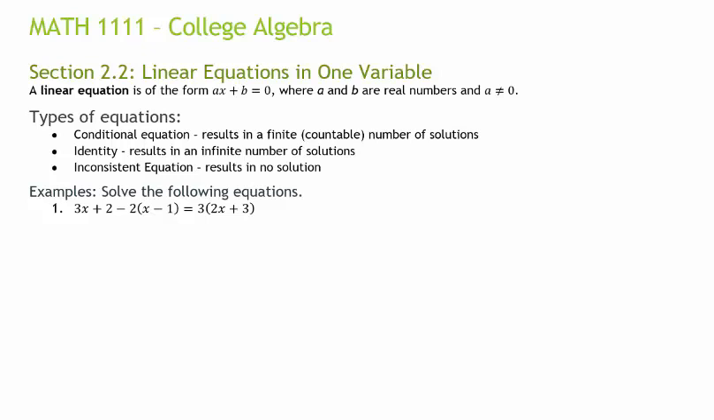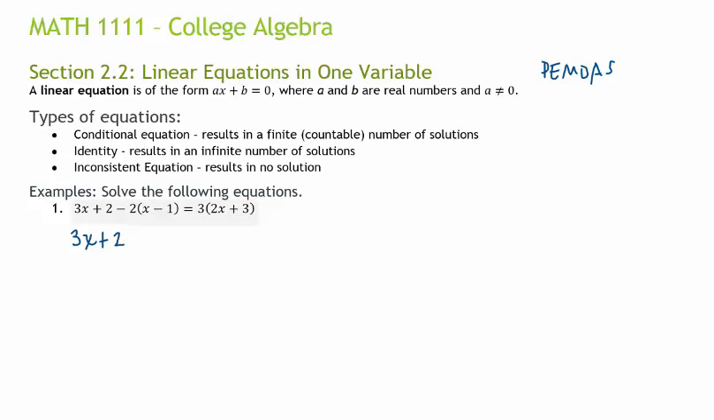So this first example, 3x plus 2 minus 2 times the quantity x minus 1 is equal to 3 times the quantity 2x plus 3. And we want to solve this equation for x. The first thing that we want to do is to simplify each side of the equation. The order of operations, please excuse my dear Aunt Sally, or PEMDAS, applies for simplifying one side at a time. So parentheses and exponents, multiplication and division.